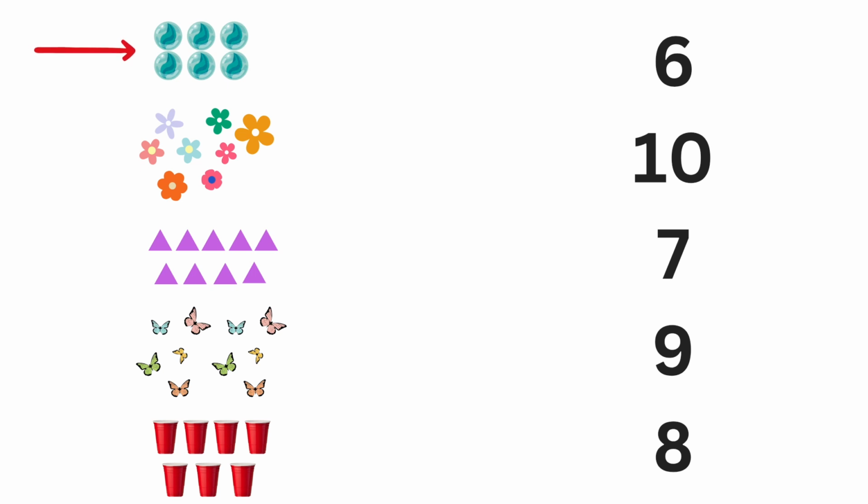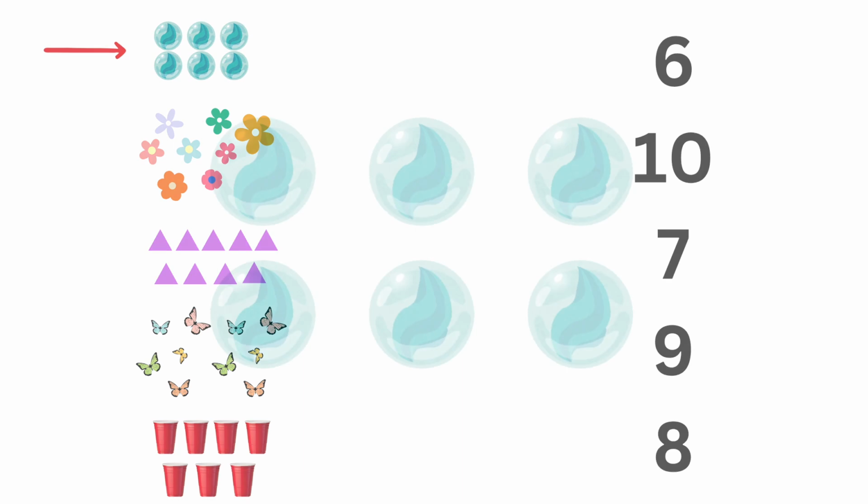How many marbles do you see? Let's count together. 1, 2, 3, 4, 5, 6. You are doing great. I see 6 marbles.